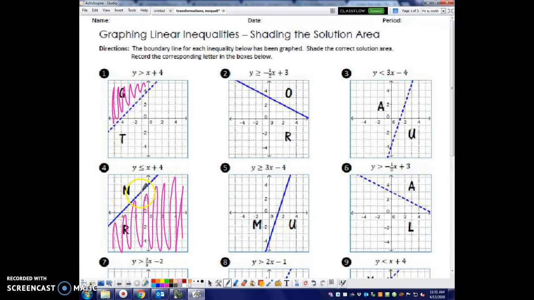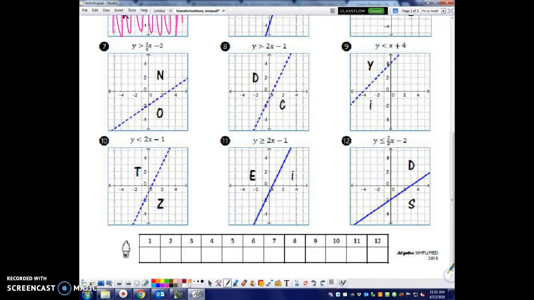Now, in number 4, anything on this line would also be considered a solution, but anything on the line for number 1 would not be because it's dotted, okay? So once you do that, you're going to come down to the bottom and write the letters that you found. So 1 was G, and 4 is R. Okay? Now, next page.